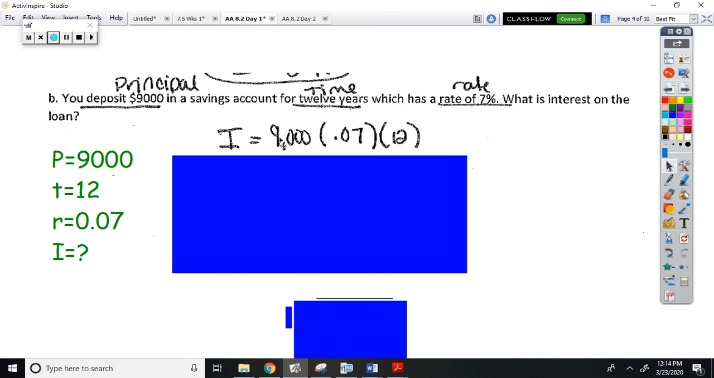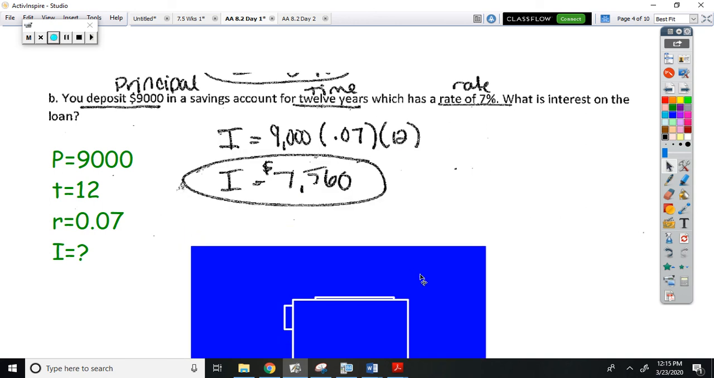Plugging those values in, 9,000 for P, 0.07 for R, and 12 for T. Multiplying, we should get $7,560 in interest. Again, the biggest mistake I'll see on this is you guys forget to change your percent to a decimal. So make sure that you do that.